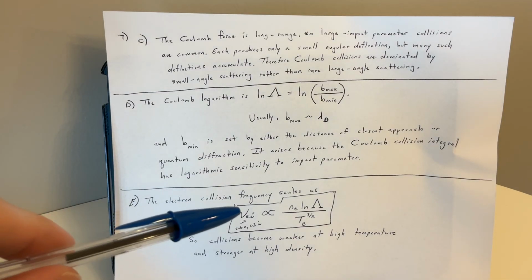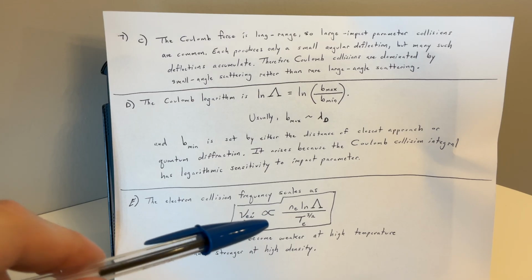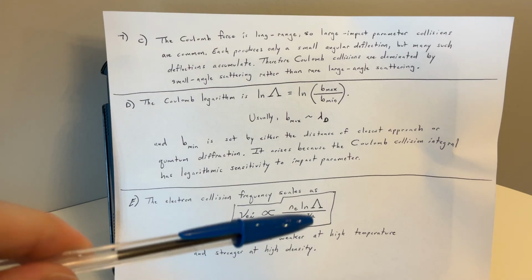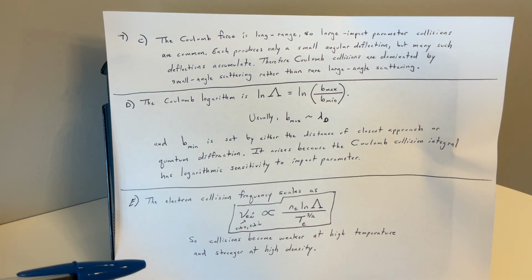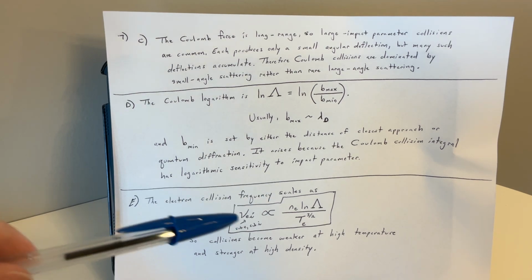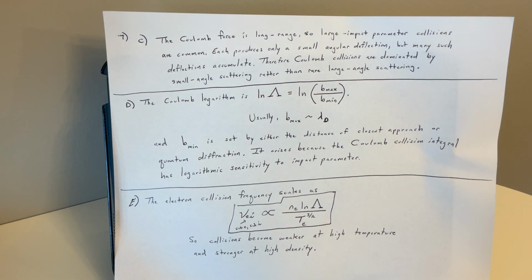So we have nu sub ei proportional to n sub e ln lambda over T sub e to the 3/2. That's the electron collision frequency scaling. So collisions become weaker at higher temperatures and stronger at high density. From that formula, interesting. All this stuff is interesting. Moving forward, that's 7, A, B, C, D, and E. We can move to number 8.